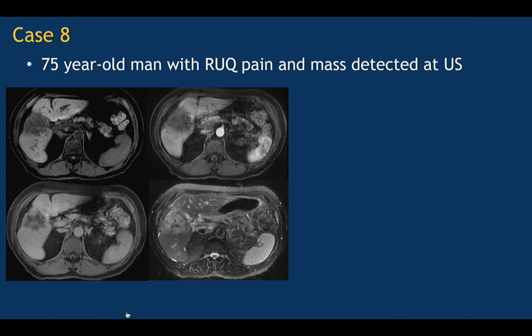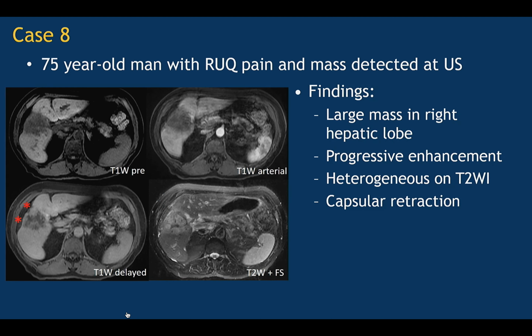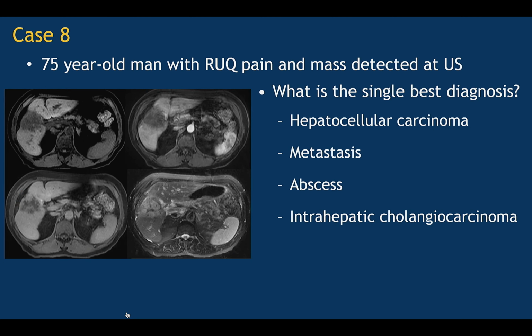Case 8 is a 75-year-old man with right upper quadrant pain and mass detected at ultrasound. We see a large mass in the right hepatic lobe. On the dynamic post-contrast sequences, there is progressive enhancement. It's heterogeneous signal on T2-weighted imaging, and there is also overlying capsular retraction. So the single best diagnosis for this large mass in the right hepatic lobe with capsular retraction: consider HCC, metastasis, abscess, or intrahepatic cholangiocarcinoma. The correct answer here is intrahepatic cholangiocarcinoma.